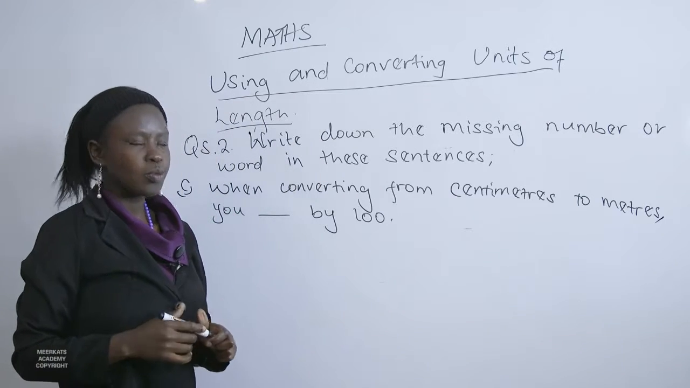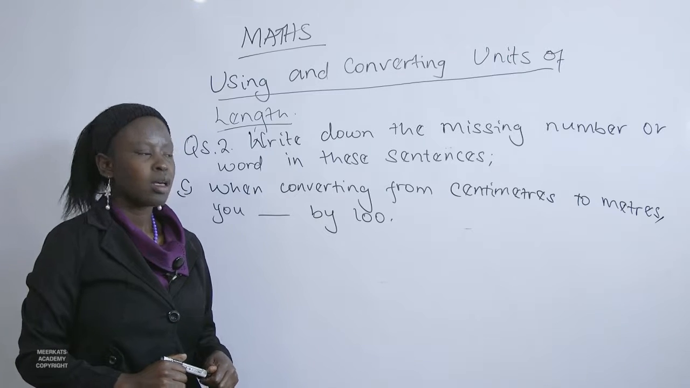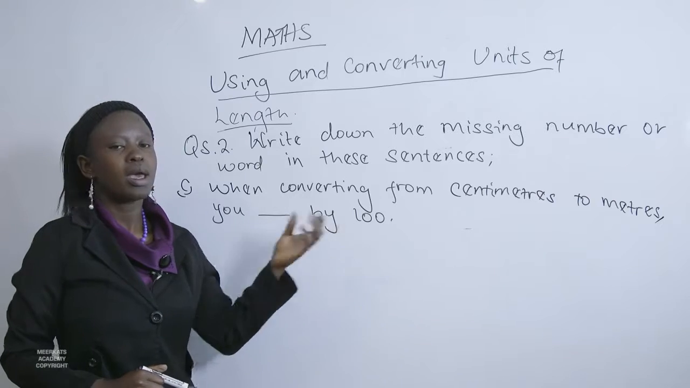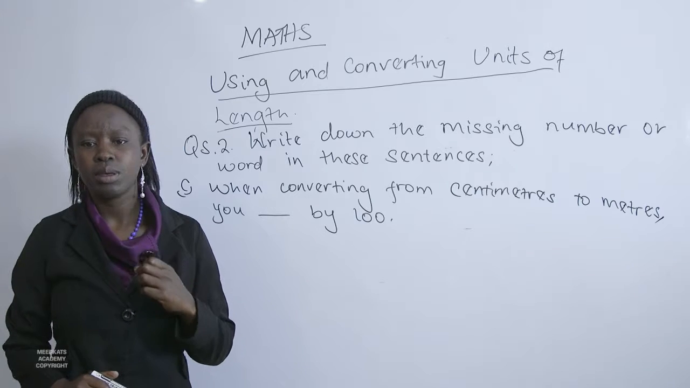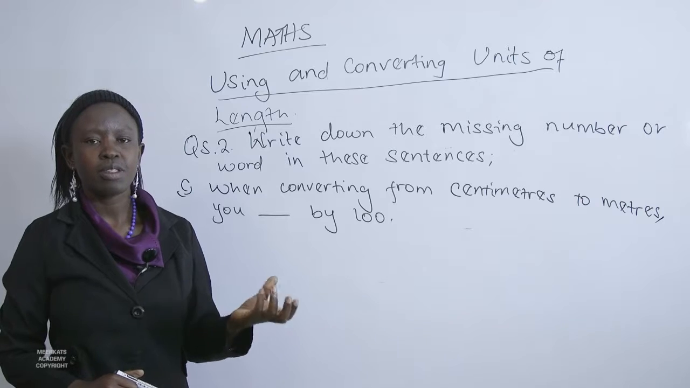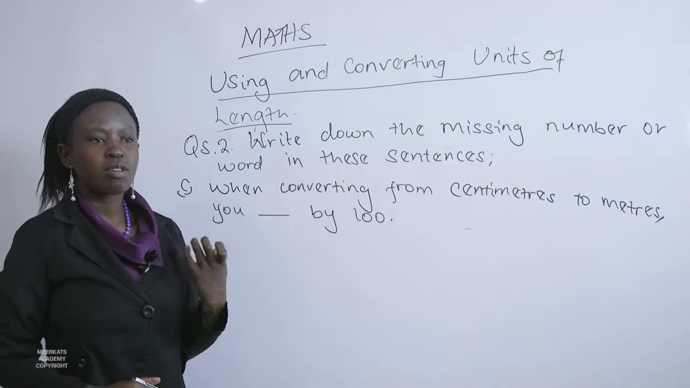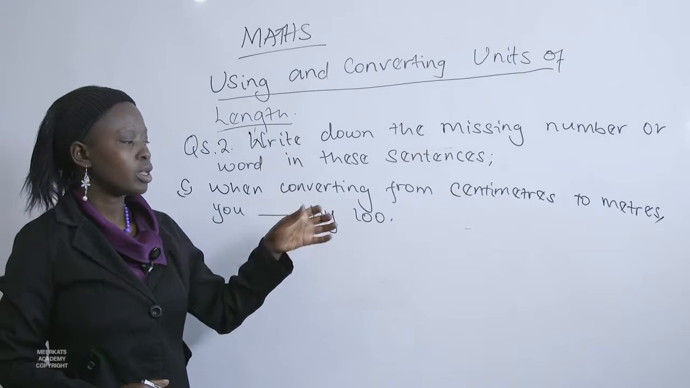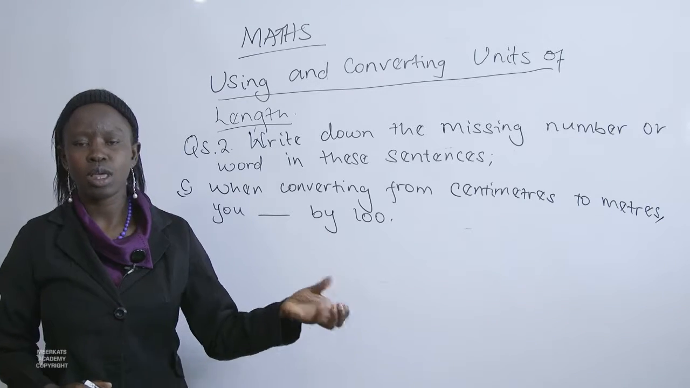So the next question is, when converting from centimeters to meters, there is a word that we are supposed to fill in. What do we do by 100? Look at centimeters, then look at meters. Identify between a centimeter and a meter, which one is the larger unit. And we discover that centimeter is smaller than meters. Meters is a larger unit than the centimeter. So we are converting from a smaller unit to a larger unit.